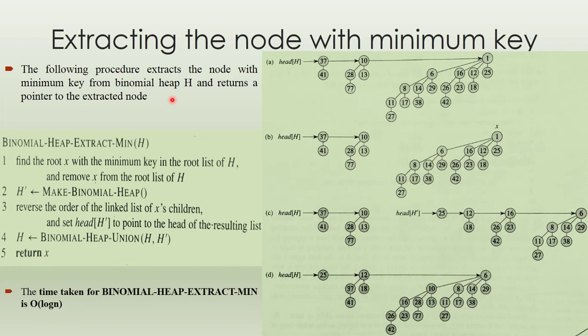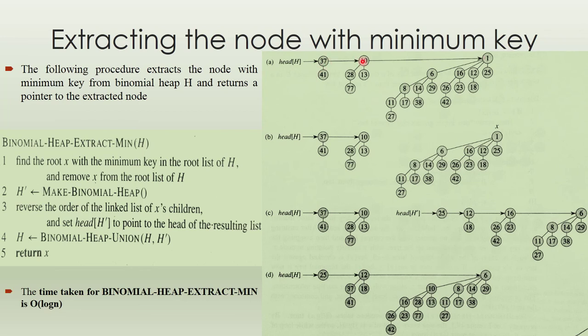Okay, next procedure is extracting the node with minimum key. So actually what this procedure does is it will remove the node with minimum value from the binomial heap. We already know the minimum value will be in the root list. The following procedure extracts the node with minimum key from binomial heap H and returns a pointer to the extracted node. I'll try to explain this pseudocode with the help of an example. Find the root x with minimum key in the root list of H and remove x from the root list of H. We already studied how to find the minimum from the root list.